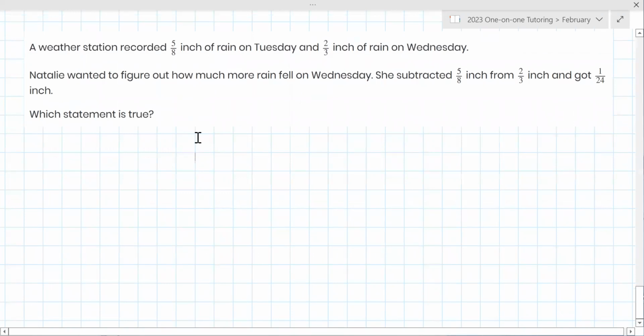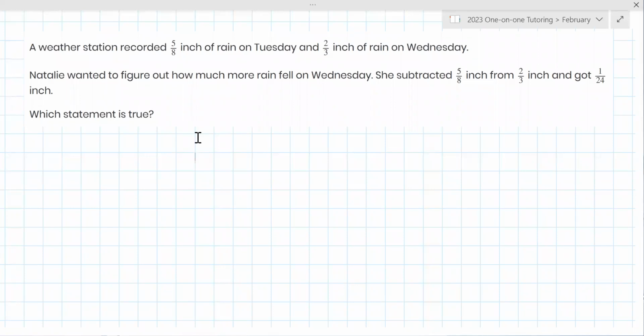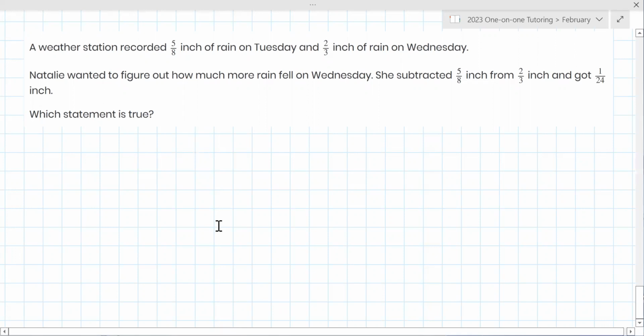A weather station recorded 5/8 inch of rain on Tuesday and 2/3 inch of rain on Wednesday. Natalie wanted to figure out how much more rain fell on Wednesday. She subtracted 5/8 inch from 2/3 inch and got 1/24. Which statement is true? Fantastic. So we're going to take 2/3 and subtract 5/8.